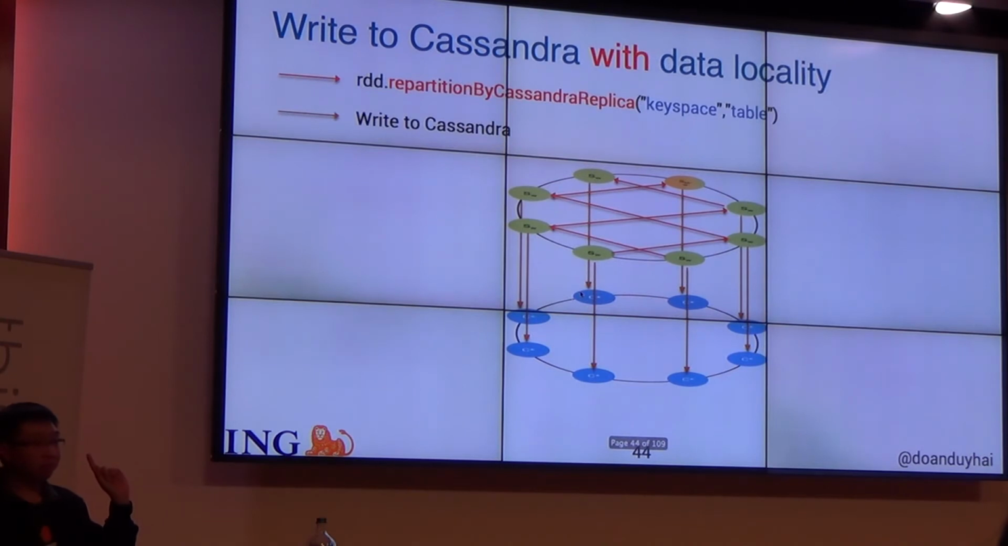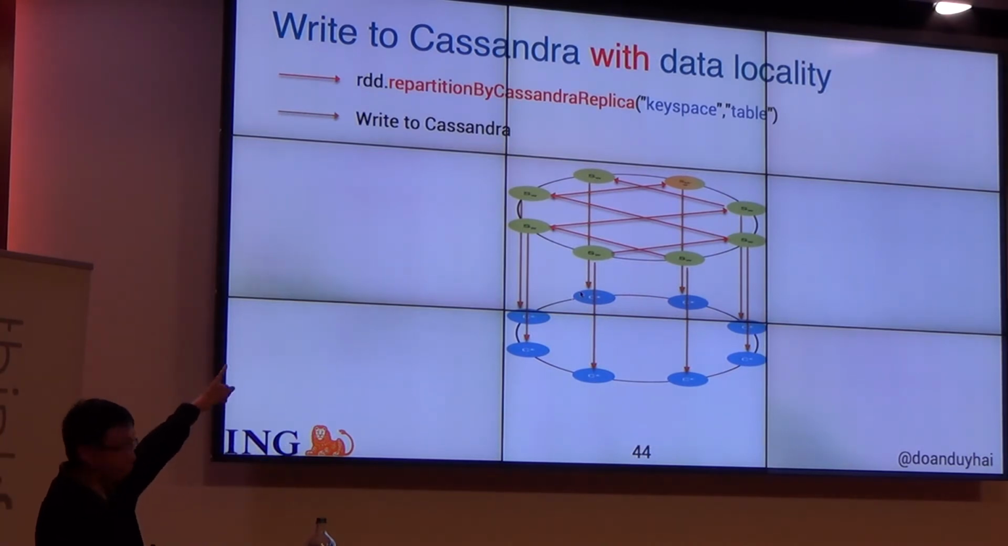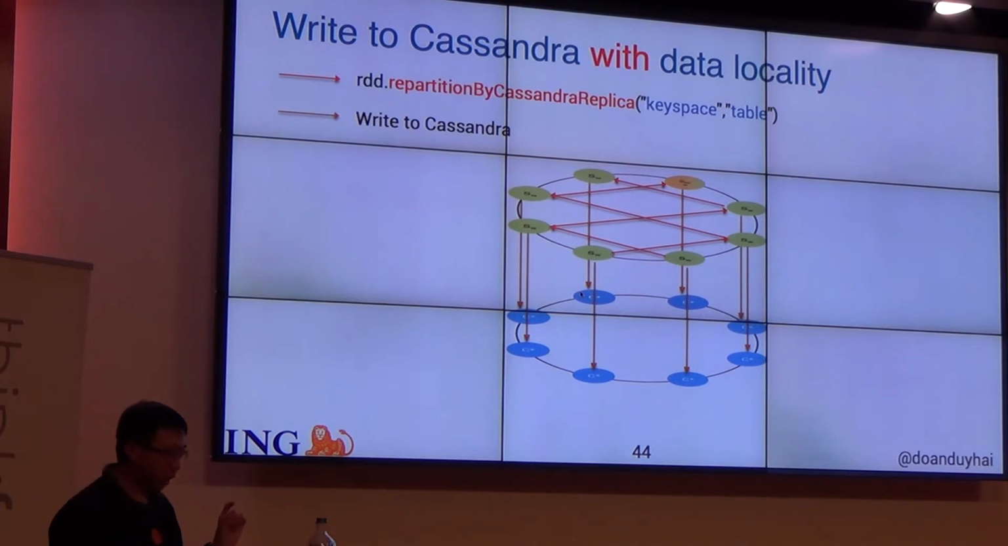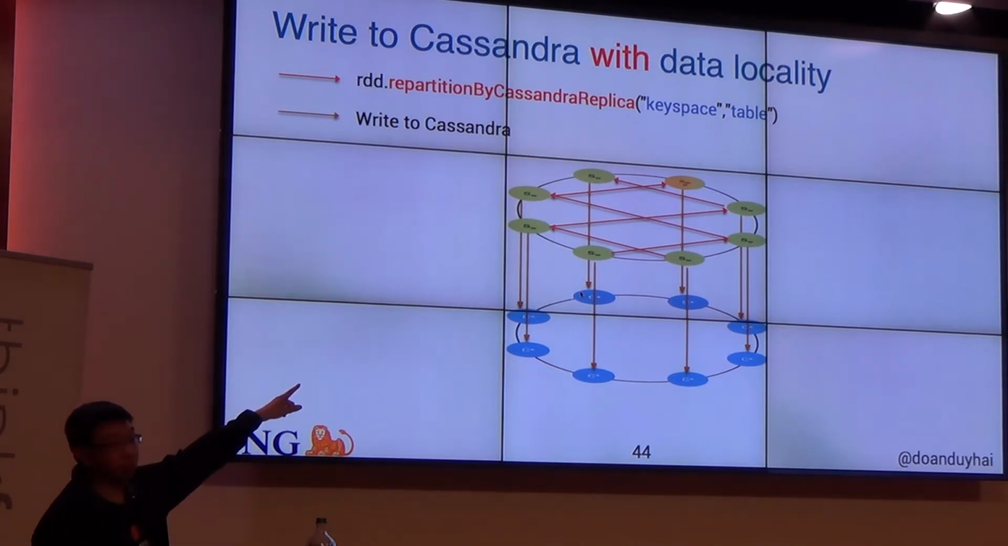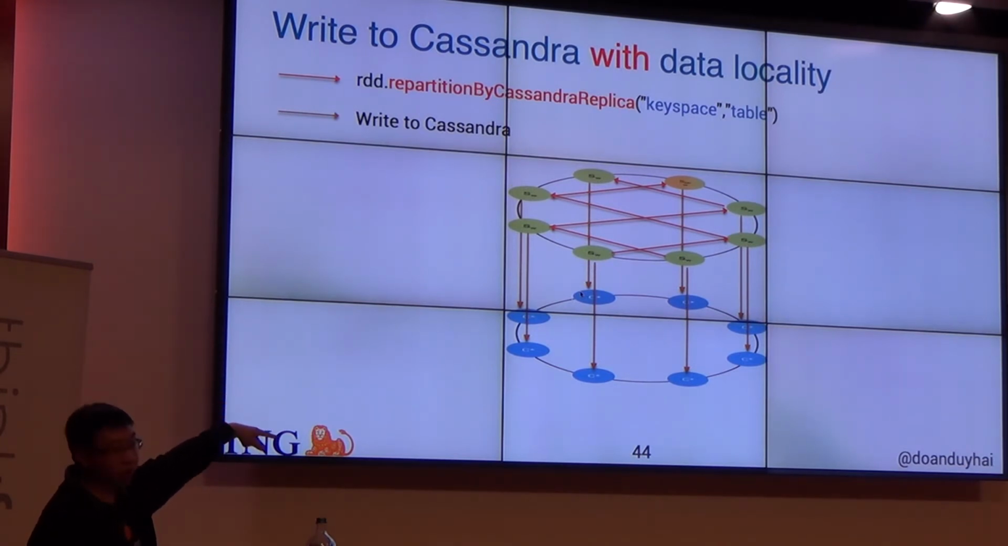Or you can call this method we provide in the Spark connector. What it does is say: Spark, please shuffle my data again so that it matches the Cassandra token ranges of my target table. After doing this repartition, if you write to Cassandra, the write will be local.